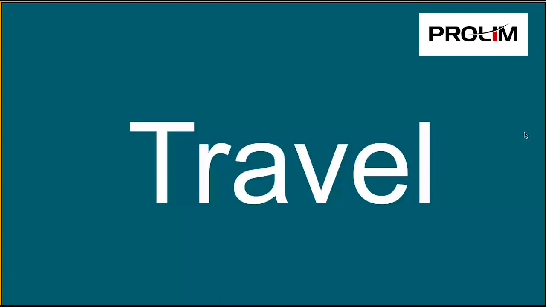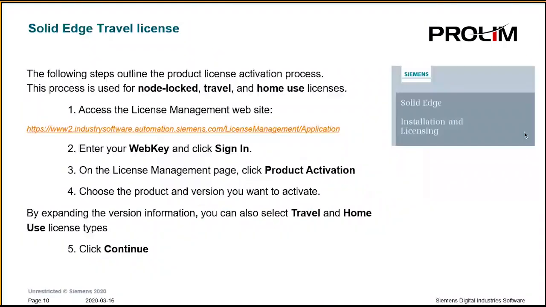So another type of license we're going to talk about today is a travel license. This type of license is useful when you're on the road and you need to do some work when you're off campus, off your company's premises. So with a travel license, you can obtain it using this particular link that you see displayed there. You access the license management website, and you need two different pieces of information. You need WebKey credentials and you need the Composite 2 ID number. We're going to talk about this later, how you obtain this information.